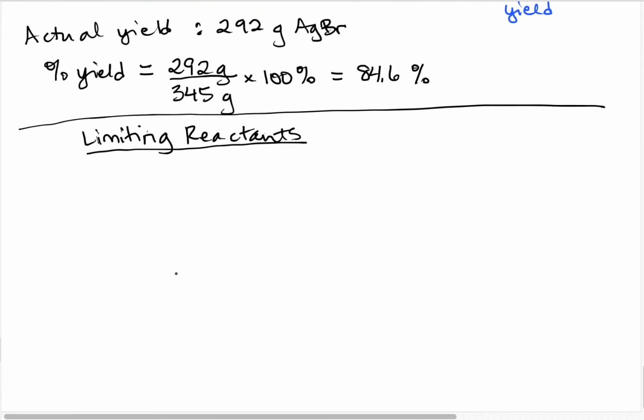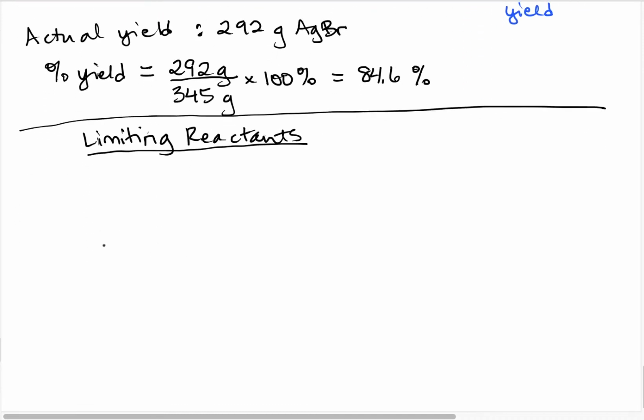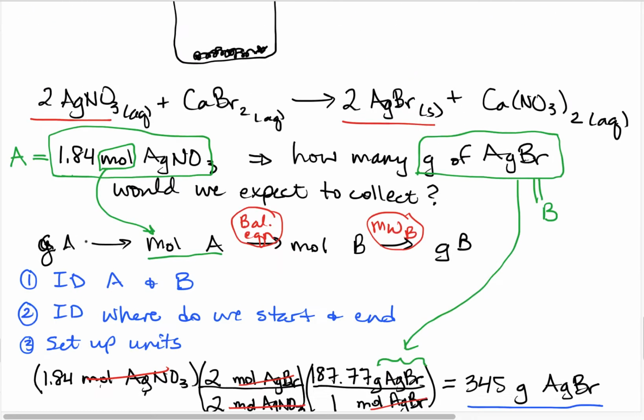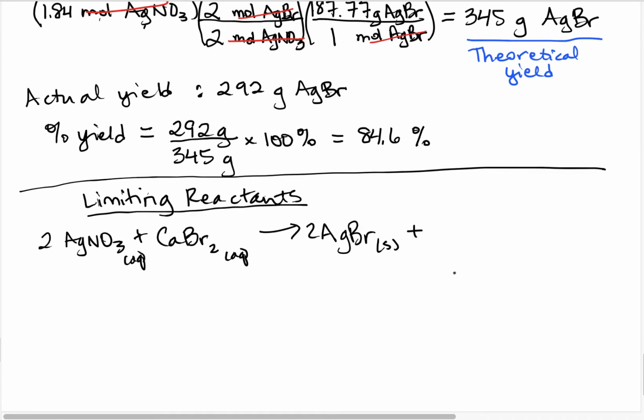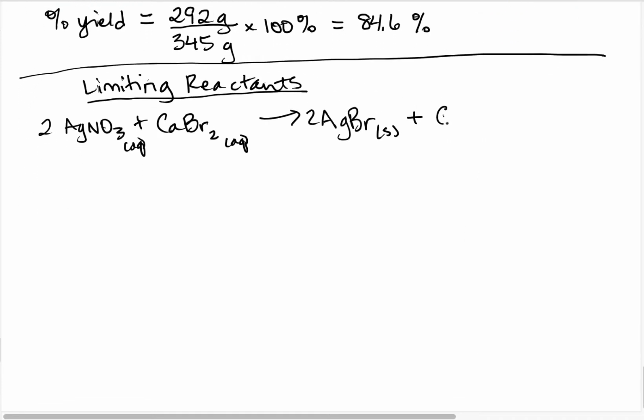Okay, so in the previous scenario, let me just rewrite our balanced equation for us. We had 2 silver nitrate and we had calcium bromide. And then we had 2 silver bromide that precipitated because this is a precipitation reaction. And then we make some calcium nitrate, which is soluble.